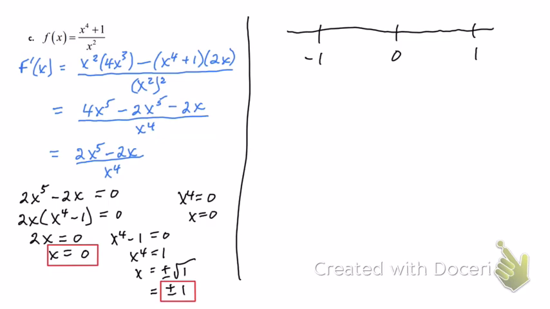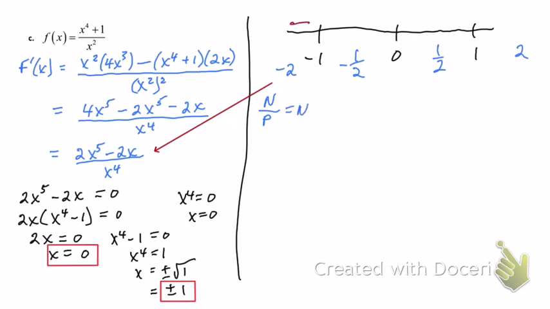I'm going to pick values in each one of those segments. Start plugging them in. So when I put a negative 2 in there, I've got a negative number raised to the 5th power. So that's going to be a negative number, negative 32 times 2. So negative 64 plus 4, that's going to be negative. On the bottom, I've got positive because anything to the 4th power is positive except 0. So I know my first piece out there is decreasing.